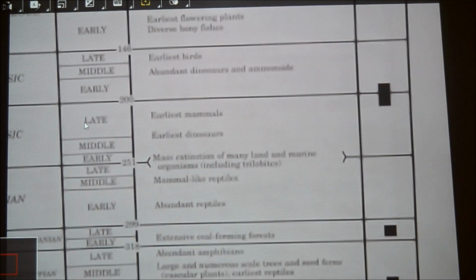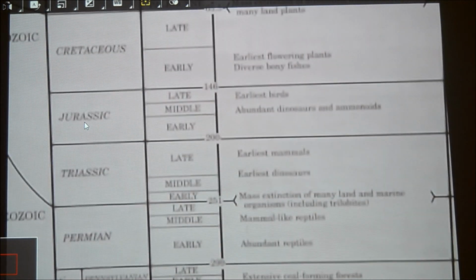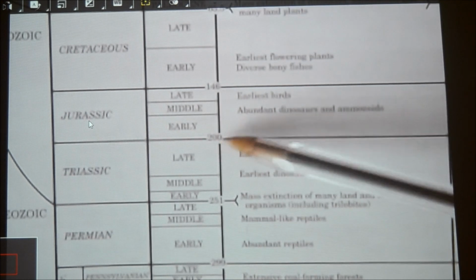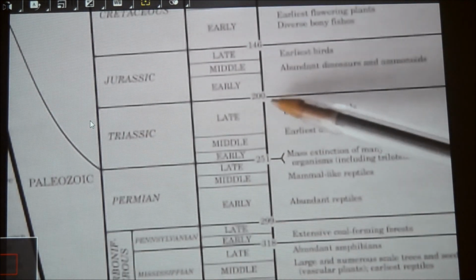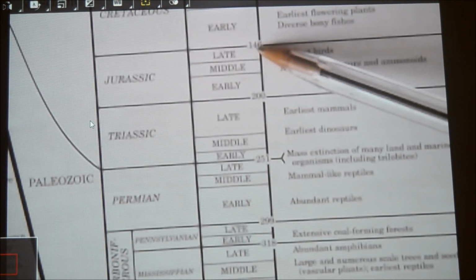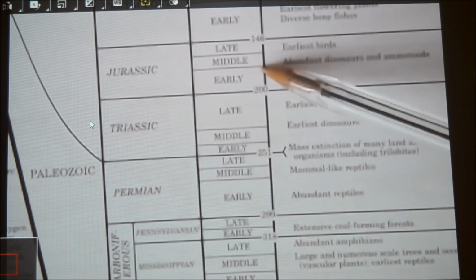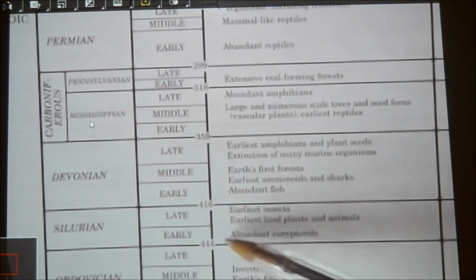So here's our millions of years ago. If I want to know the Jurassic period, let me look, it started at 200 million years ago and ended at 146 million years ago. So that would be my Jurassic. So all you're doing is you're reading over to get your numbers. Same thing with any of the others.